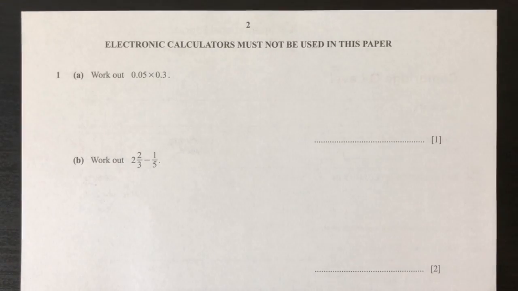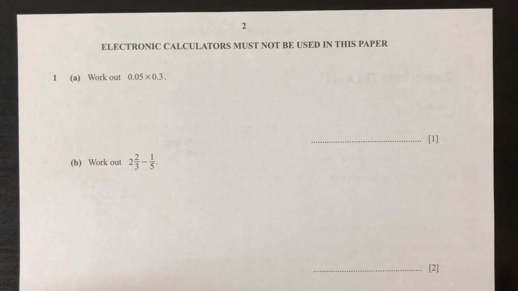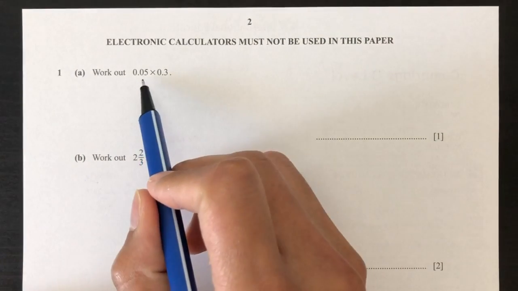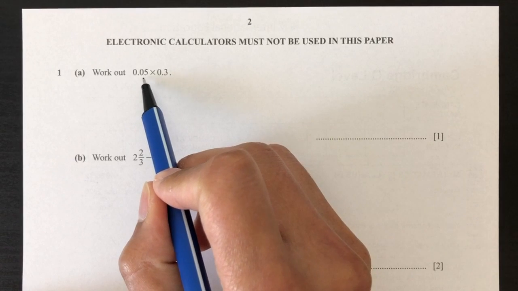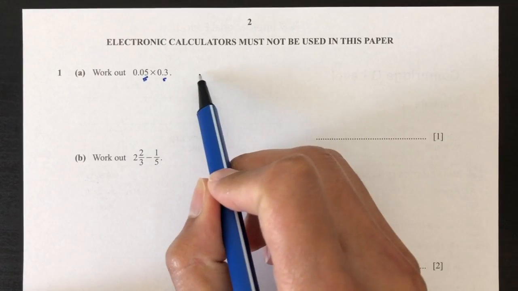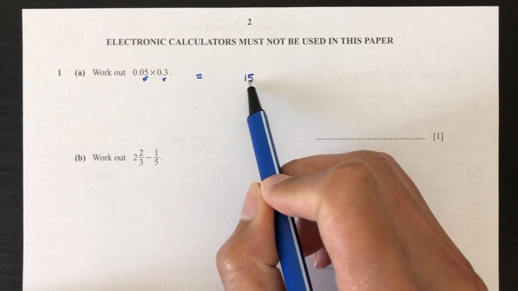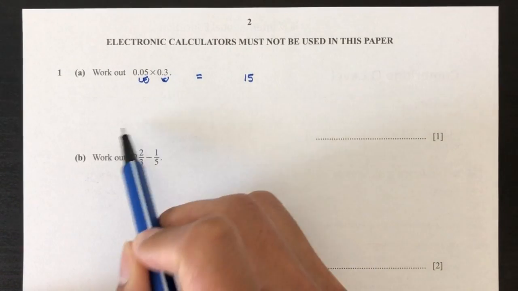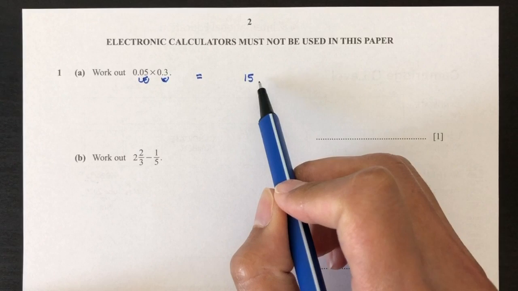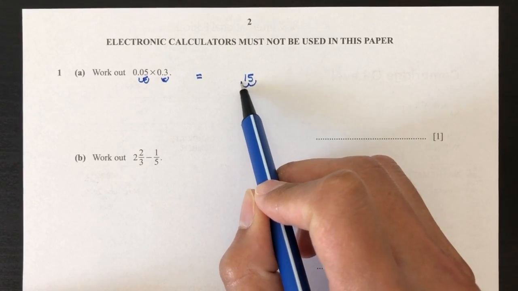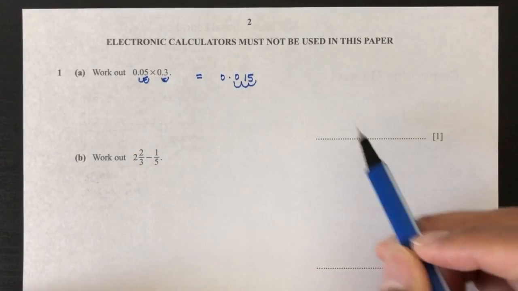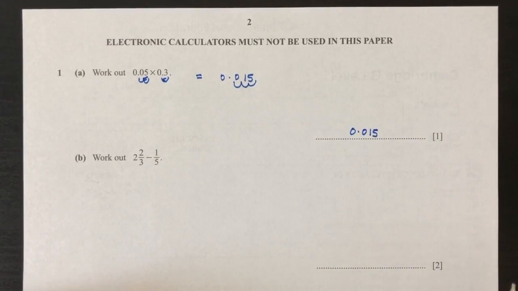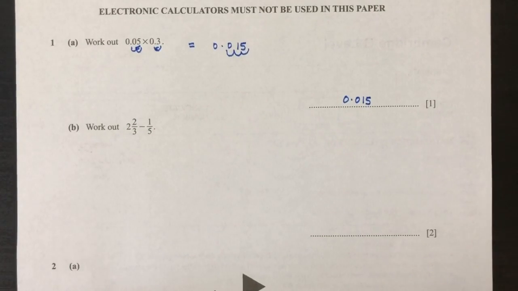So question number 1, we have work out 0.05 times 0.3. As always, we first ignore the decimal place and multiply 5 by 3. So 5 times 3 is 15, right? Now here we have one decimal place and here we have 1, 2. So in total we have 3 decimal places, so we count 1, 2, and 3. That will be your answer for part 1: 0.015.